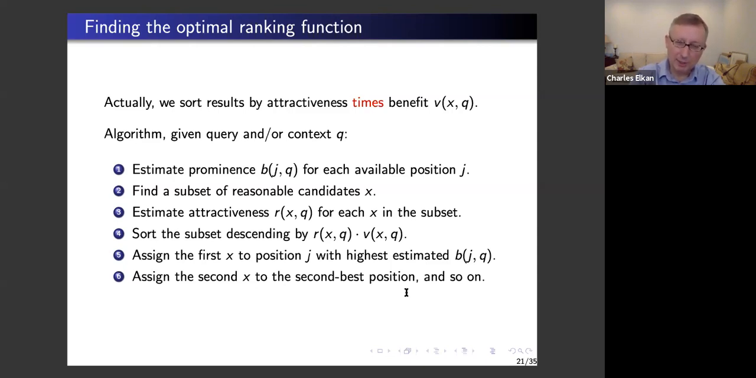The first thing to do is to estimate the prominence for each available position. Then we find a subset of reasonable candidates X, estimate the attractiveness for every X in the subset, sort the subset by attractiveness times benefit, and then whatever the position with the highest prominence, that's where we put the result with the highest estimated benefit times relevance. The second best position gets the second best result, and so on. So this is actually the optimal ranking function, given the assumptions that I talked about before, and given that you actually can estimate prominence and attractiveness.